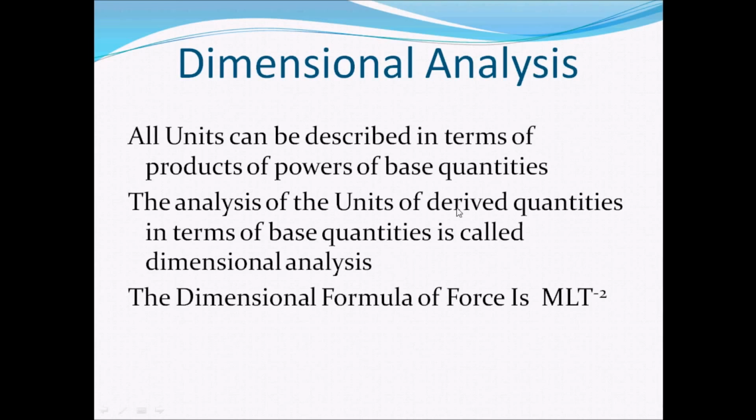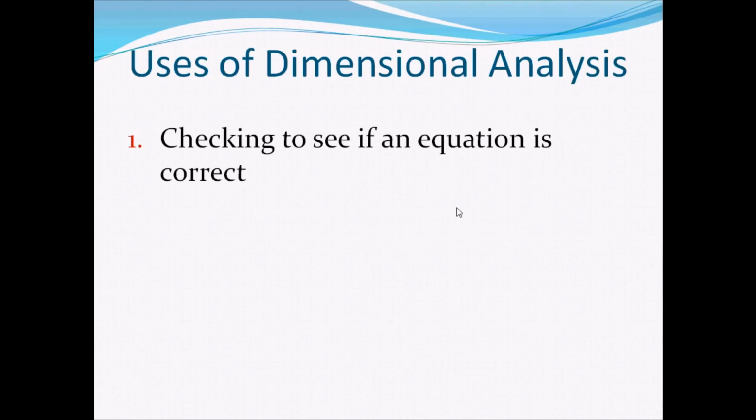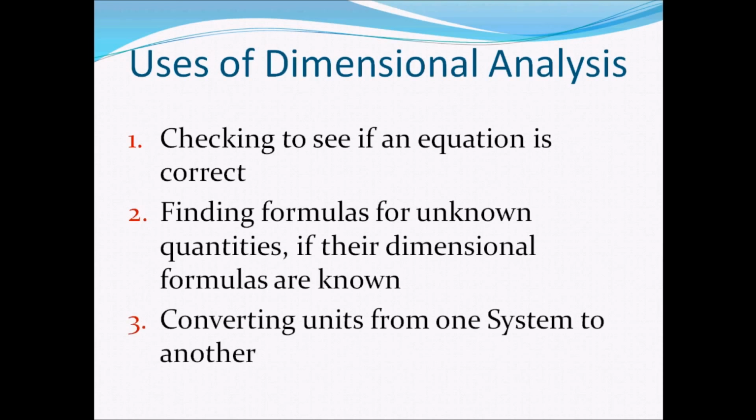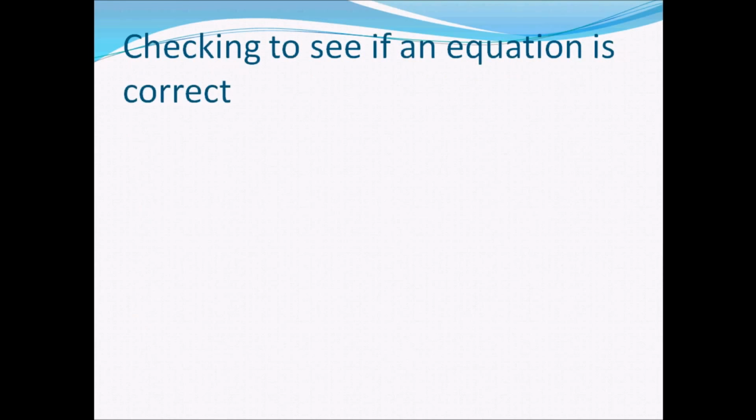Now, dimensional analysis has many uses. One of them is to check to see if an equation is correct. Another one which we'll see is to find formulas for unknown quantities, if their dimensional formulas are known. This is a very useful property which has been used many times throughout history. And then you can convert units from one system to another. So for example, I could give you the force in CGS system of units and you wanted to find out the force in the SI system of units. So you could convert from one system to another using dimensional analysis.